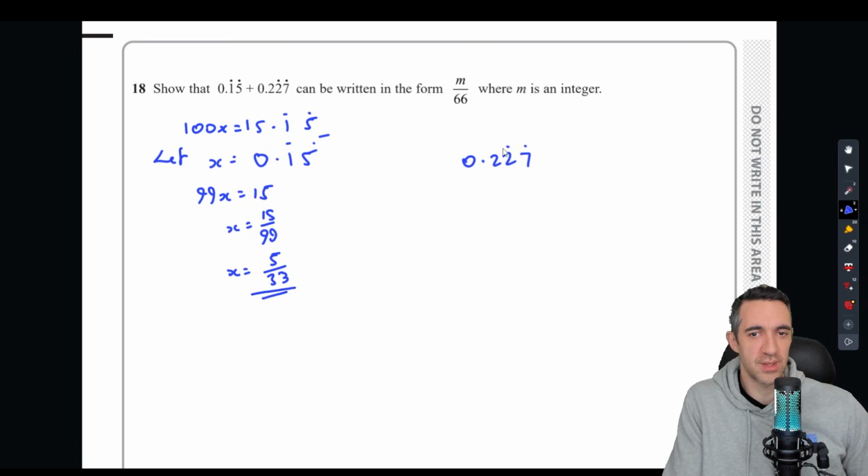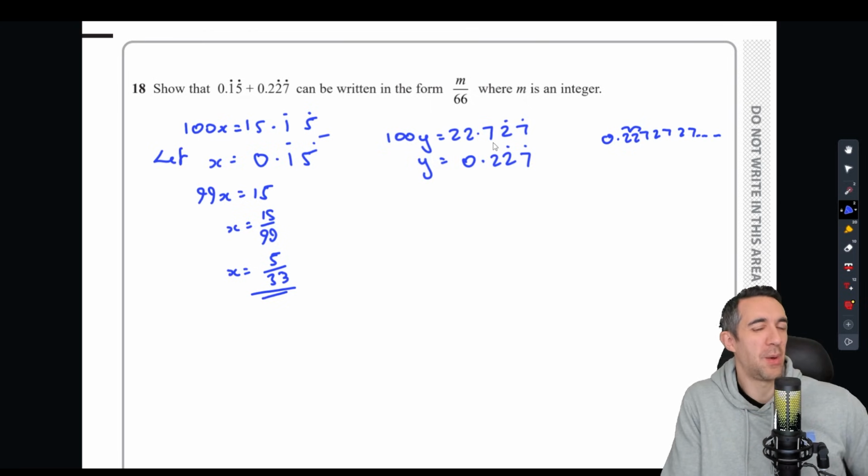0.227 recurring, so the 2 and the 7 recurring. We'll call it y just to avoid confusion. 2 digits recurring, so again, times by 100, power of 10. So that will make, this is the ones that are a bit more awkward. Make sure I don't get this wrong. 22.7, and then it's going to go 27 again. Right, yeah. So, because it would be 0.2272727, and so on. And I'm putting it 2 places, 22.7 and then 27. Yeah, okay, fine. Happy with that.